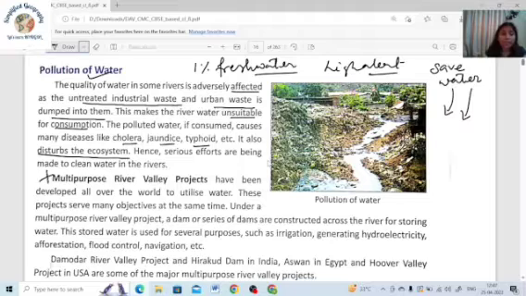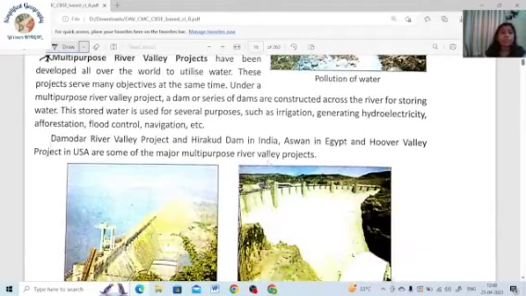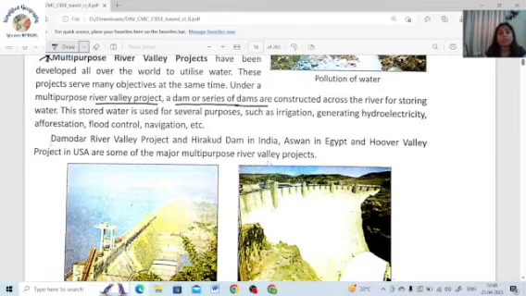Now, another project like multi-purpose river valley projects have been developed all over the world to utilize water in varied ways. These projects serve many objectives at the same time. Under a multi-purpose river valley project, a dam or a series of dams are constructed across the river for storing water. This stored water is used for several purposes such as irrigation to give water to your agricultural field, generating hydroelectricity.